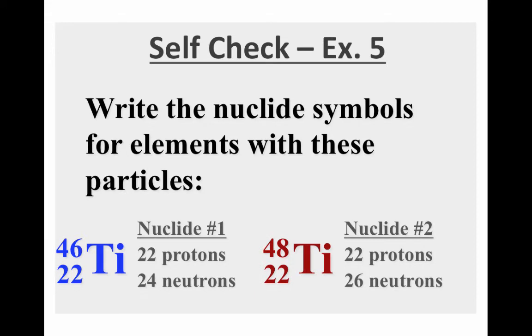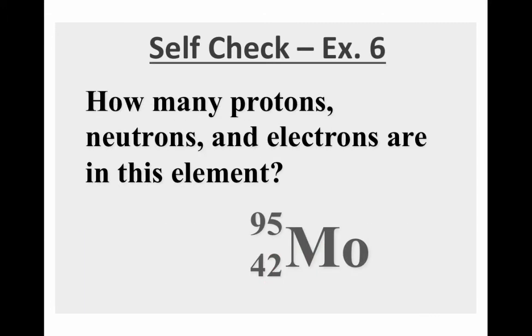And what do we call these two elements? They have the same number of protons but different numbers of neutrons. That's right, these are isotopes. All right, let's try another one. How many protons, neutrons, and electrons are in this element? Why don't you pause the video again and see if you can figure it out without getting my help.